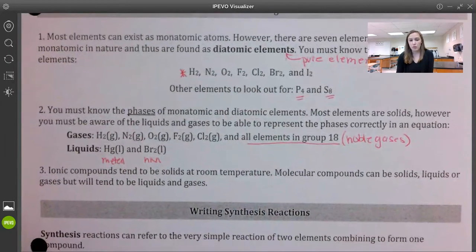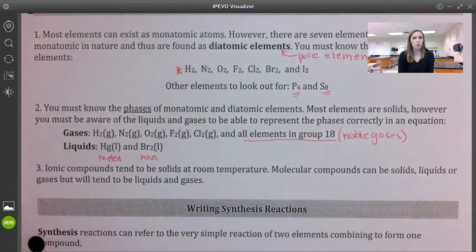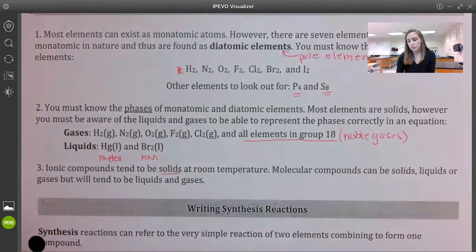I always get a question when we're dealing with compounds, well, what's the phase going to be? You're going to hear me say a lot, especially when we deal with synthesis and decomposition, that ionic compounds are going to tend to be solids at room temperature, and our molecular compounds can be solids, liquids, or gases. They tend to be more on the liquid or gas side, so usually you'll get a little bit more information about those in the question. Okay, so just some basic stuff you're going to see keep popping up as we work on our reactions.